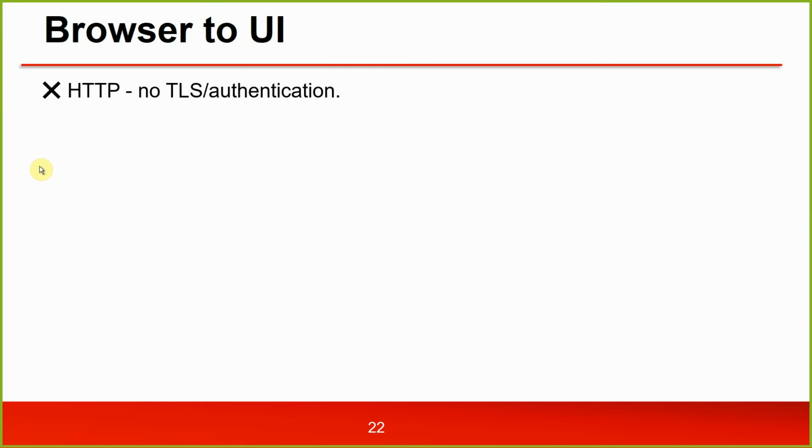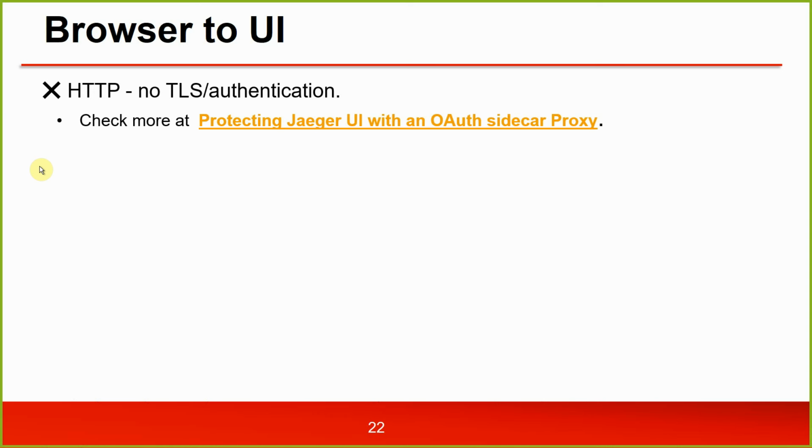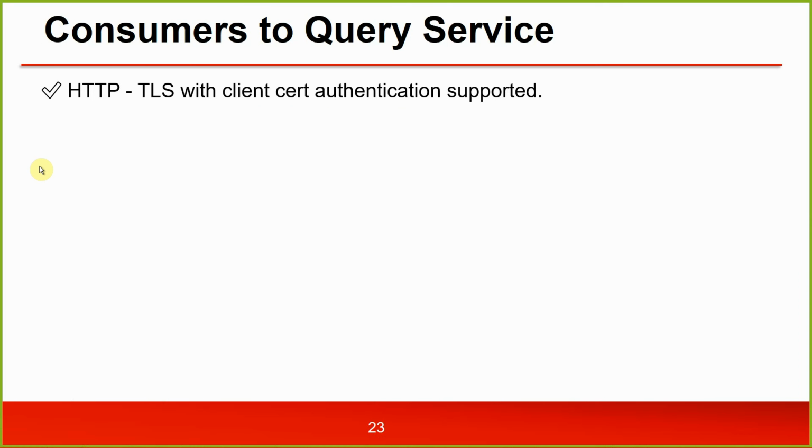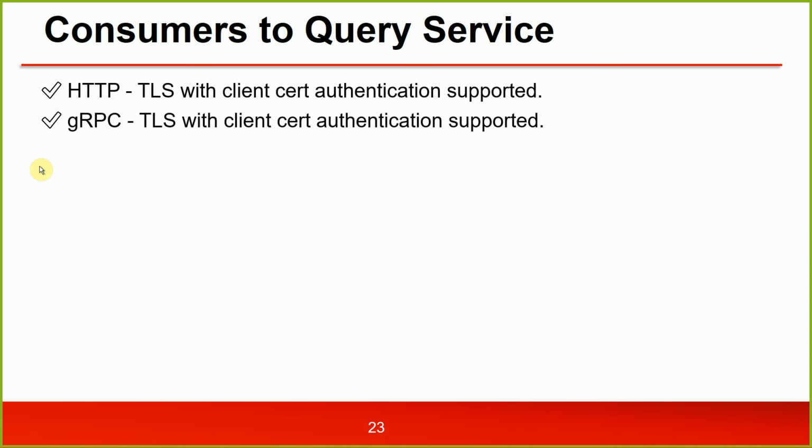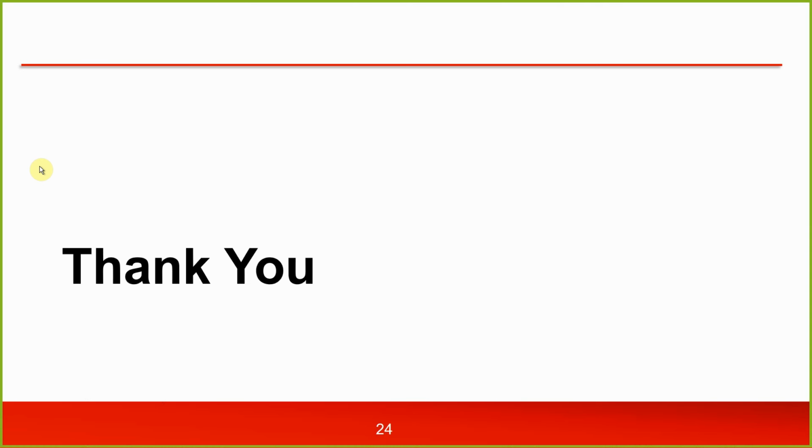Browser to UI, HTTP, no TLS, no authentication. Check more details at protecting Jaeger UI with OAuth sidecar proxy. The link is given for your reference. Consumer to query service. HTTP with TLS and client certificate authentication is supported. gRPC with TLS and client certificate authentication is supported. That's all for this session. Thank you very much, team.